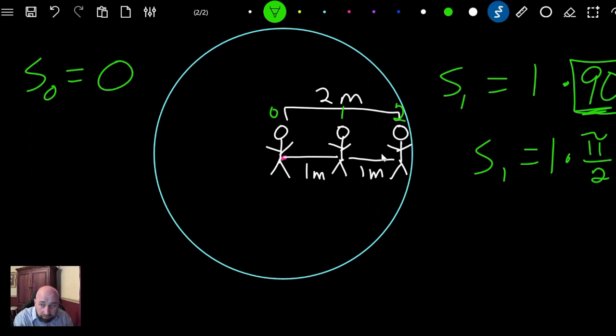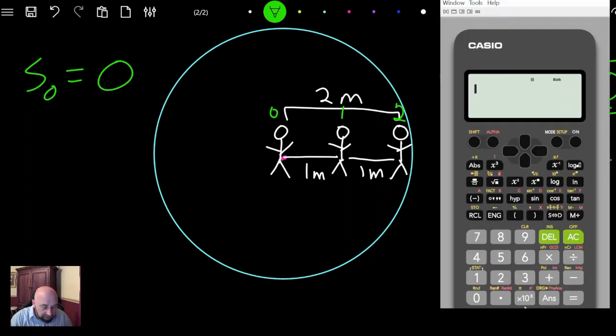Remember, we're in radians now. So we're going to multiply this. So 1 over 1, we'll multiply the fraction, and we're going to get S1 equals pi over 2. Well, now what you need to do is multiply that out on your calculator. You need to divide pi by 2. So on mine, it's shift and then this key here, that's going to be my pi, and I'm going to divide it by 2 and hit equals.